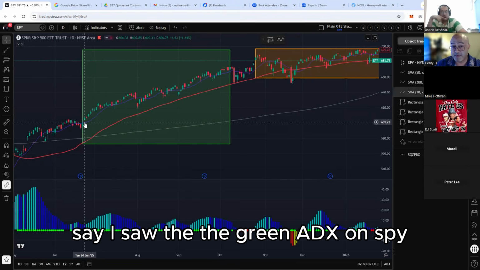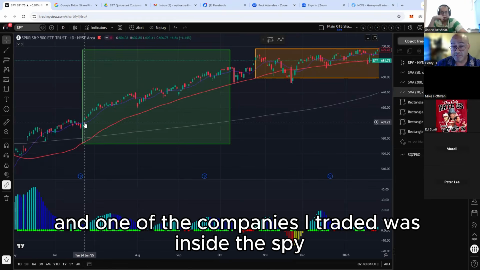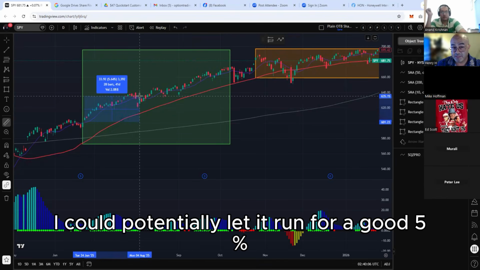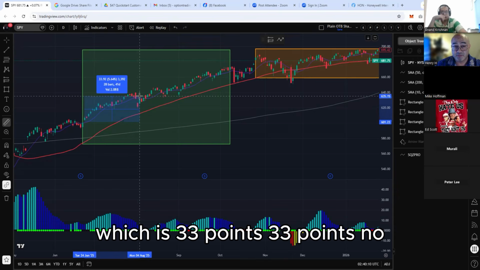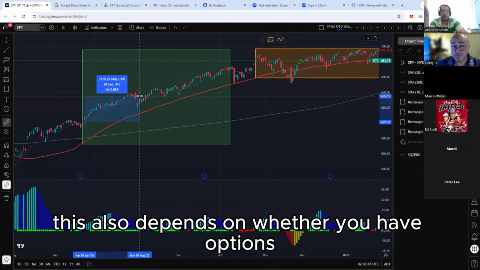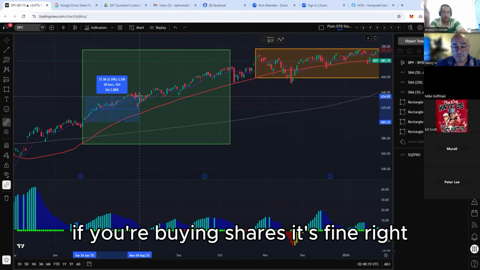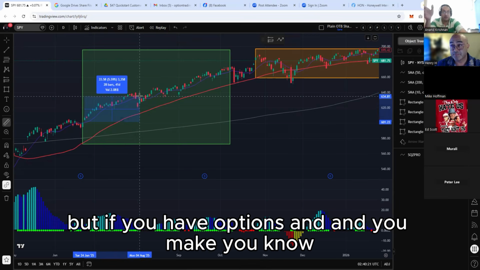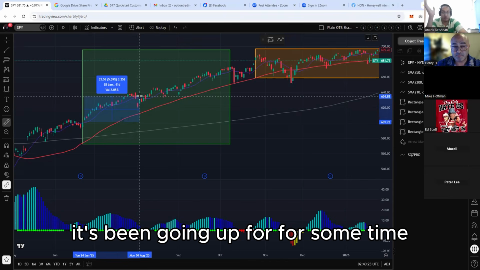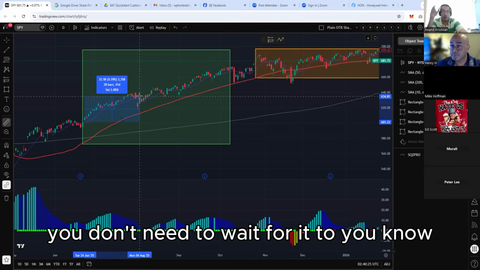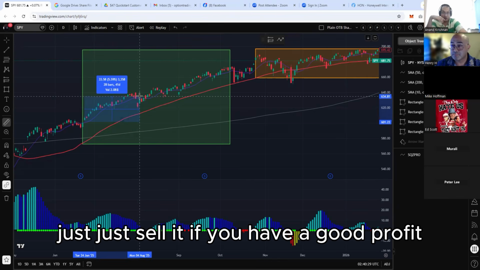So I would have ridden it. Say I saw the green ADX on SPY, and one of the companies I traded was inside the SPY, I could potentially let it run for a good 5%, which is 33 points. Now, this also depends on whether you have options or whether you're buying shares, right? If you're buying shares, it's fine. But if you have options and it's been going up for some time, you don't need to wait for it to pull back. Just sell it if you have a good profit.